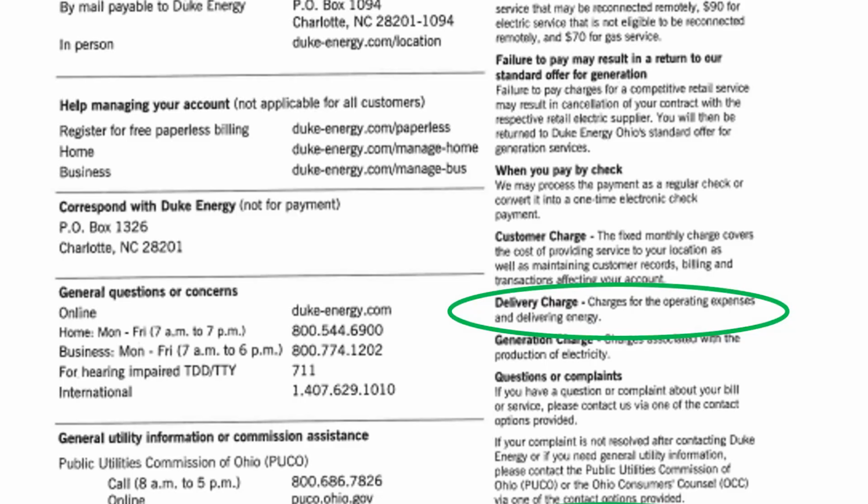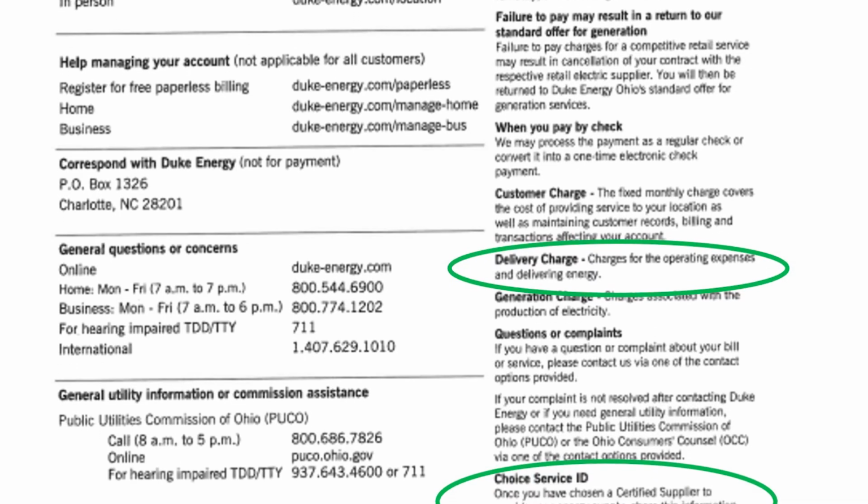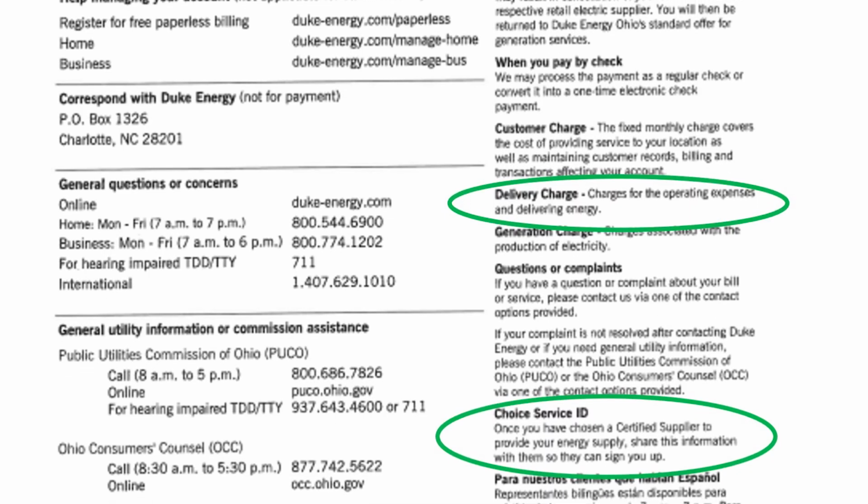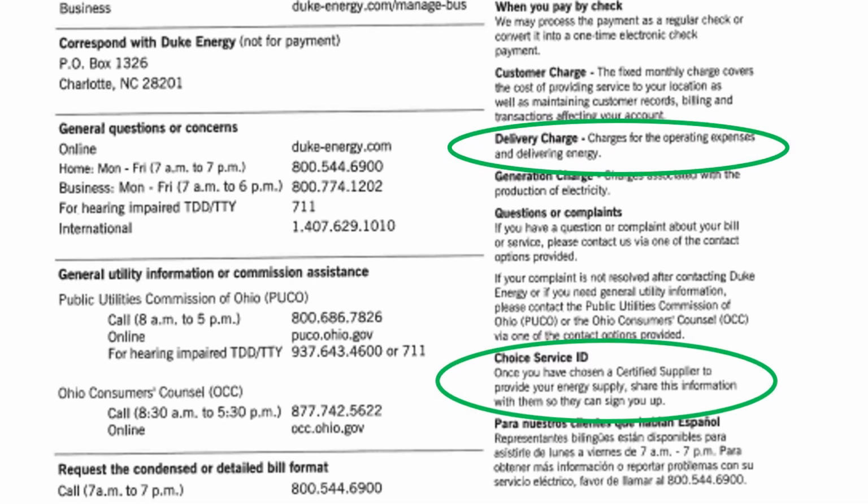The second thing that I have circled is the choice service ID number. Now this is a 21 character number. It's got a big capital Z in it. We'll show you where it is. But if you're moving from one company to another, or you want to opt out of something, they're going to ask you for some information. And the information that they usually ask for is your choice service ID.